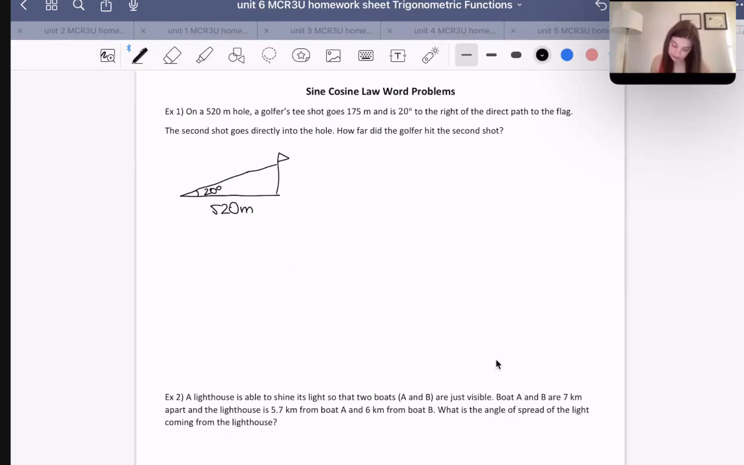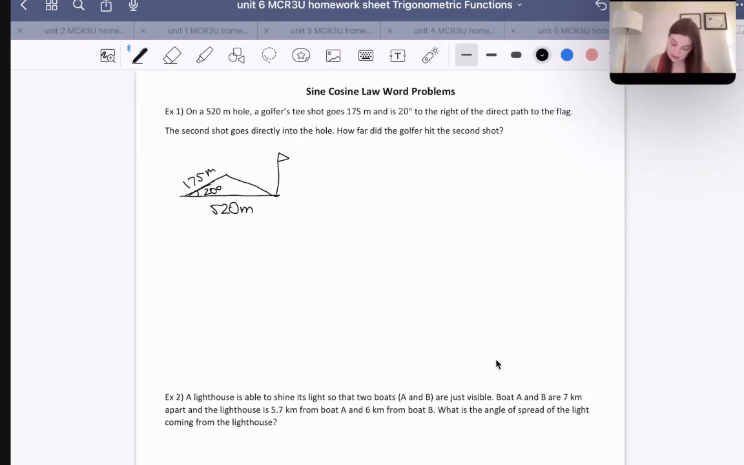And the second shot goes directly into the hole. So we have our 20 degrees, and then we have our second shot, and the second shot does go directly into the hole. And this shot here, the first shot, goes 175 meters this way, actually. So I guess that's a bit less. I'm going to try and draw that a little bit more accurately, so that it wouldn't be quite as much. And then there we go, because I do expect to get a larger number for that other side.